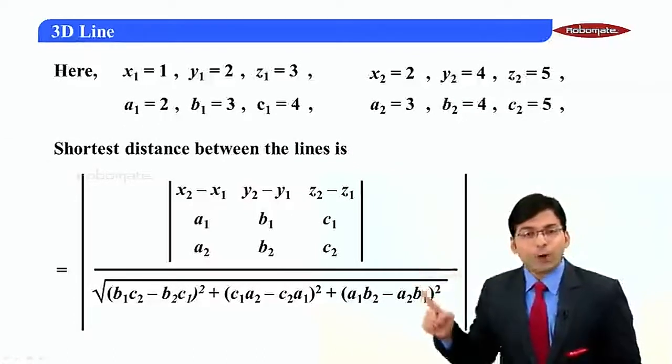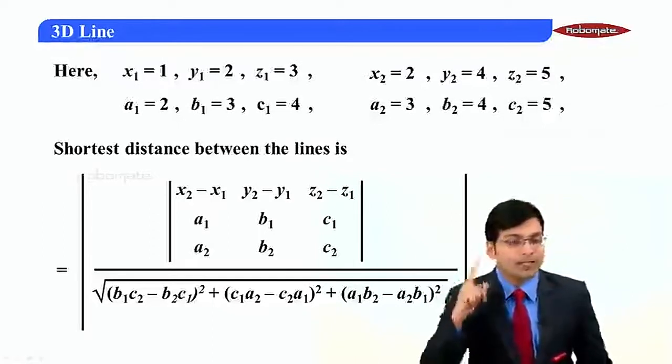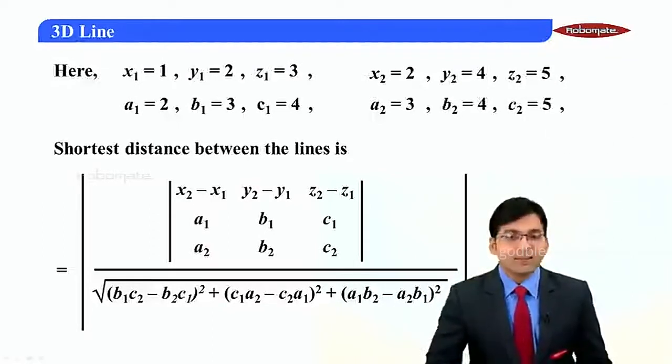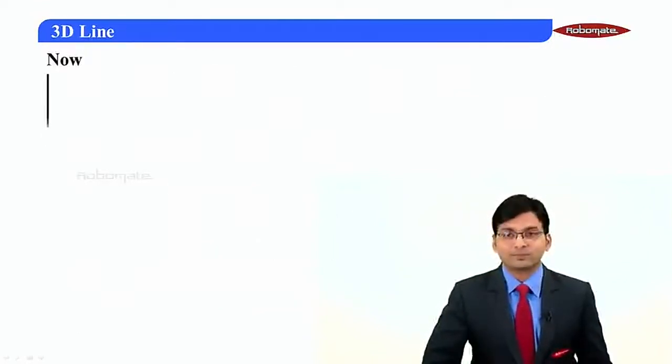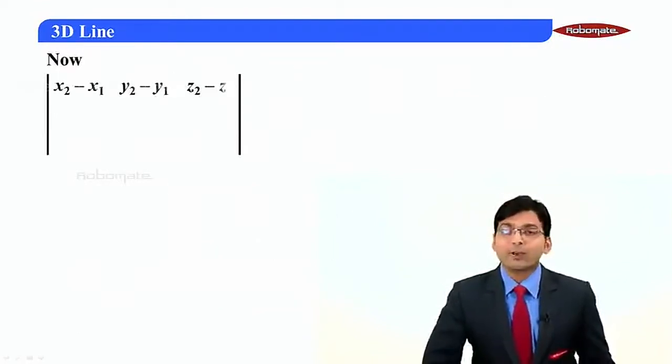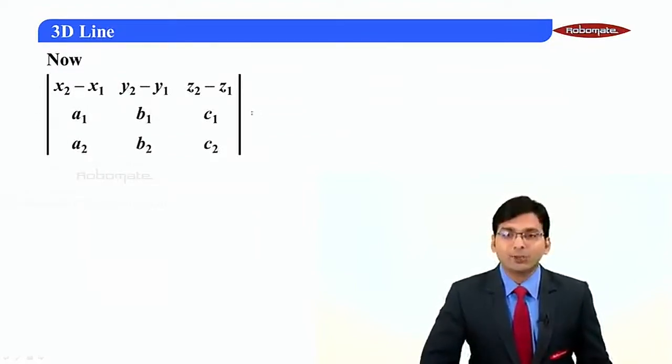Now students, we have all these values available. If we put it here, we get the shortest distance, but we will calculate them in parts. So we will calculate numerator first. Numerator is the determinant of x2 minus x1, y2 minus y1, z2 minus z1, a1, b1, c1, a2, b2, c2.